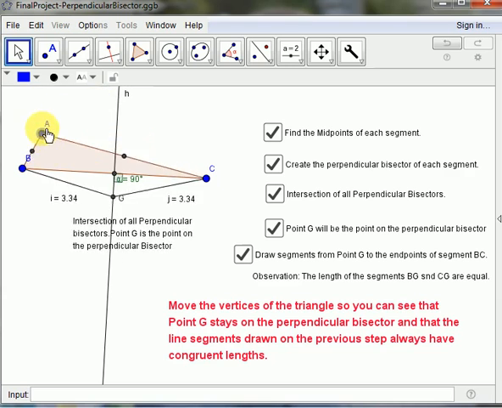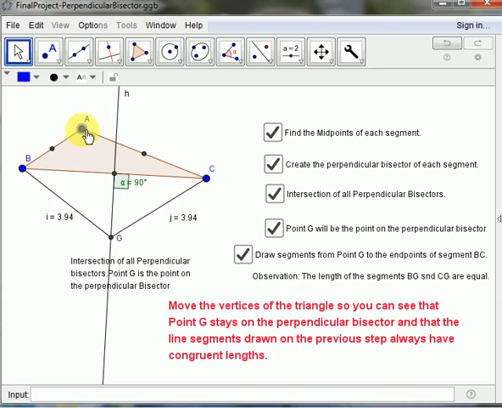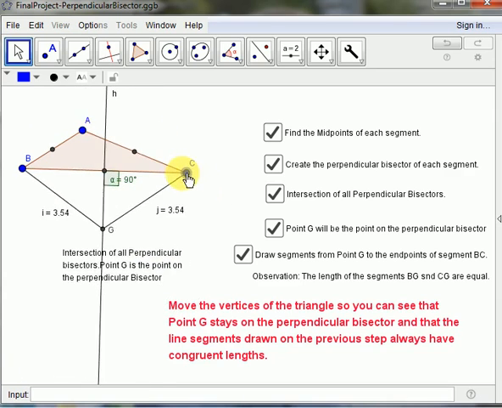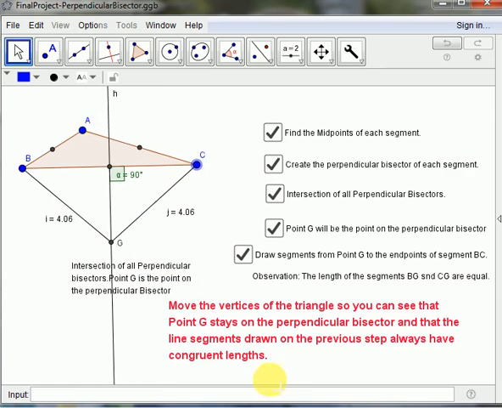Now it doesn't matter which of these little vertices of the triangle I move, they continue to have the same number. So the observation that we could see here is that the length of the segment BG, which is this one, is equal to the length of the segment CG. So these two segments are equal distance from point G because it's on the perpendicular bisector.